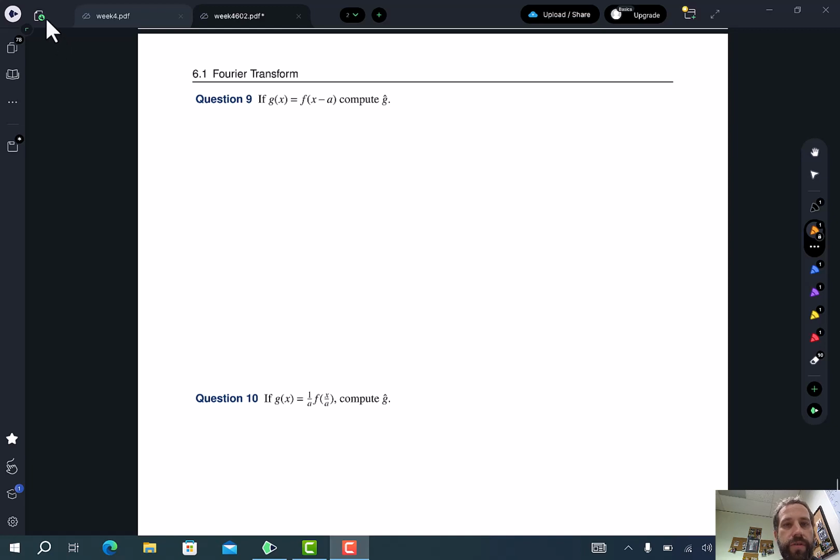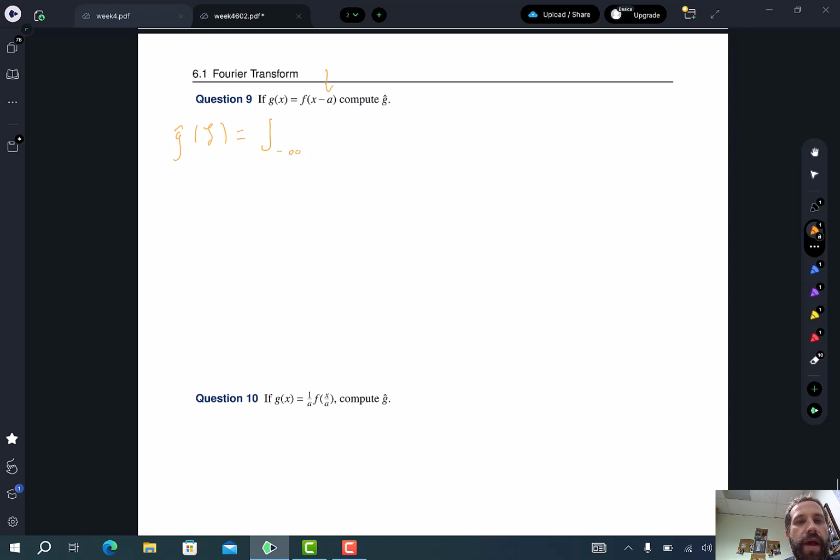Okay, so let's do these computations. What we're saying for this one is, if we translate f, a units to the right in the x domain, in the space domain, what happens in the frequency domain, or the Fourier transform domain? So that's what we're doing here. So g hat, again, the strategy is always going to be to pretty much just start with the definition.